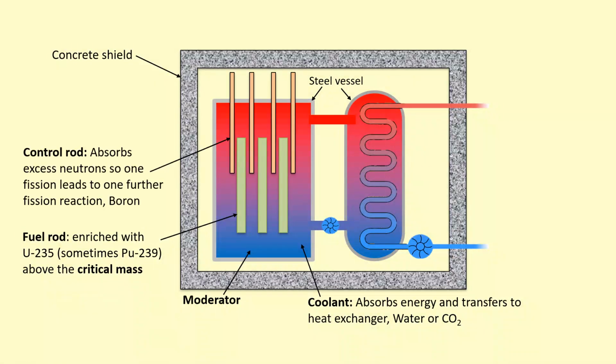Next, the most important part here is the control rods. Control rods absorb any excess neutrons inside the reactor, so that only one fission reaction leads to one further fission reaction, so the chain reaction doesn't go out of control. So if you wanted to stop the chain reaction or decrease the rate of the nuclear fission reaction, you can lower the control rods in like this. The control rods are made out of boron, and this absorbs these extra neutrons, and it can control the chain reaction.